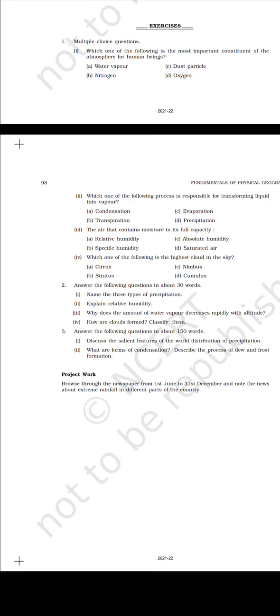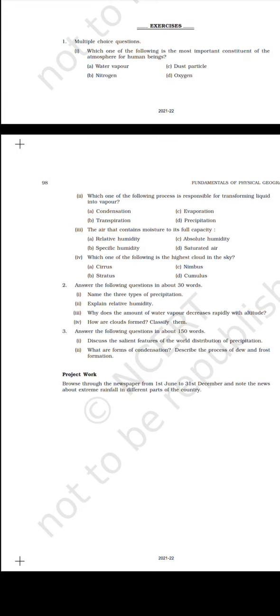Answer the following questions in about 30 words. Name the three types of precipitation. Explain relative humidity. Why does the amount of water vapor decrease rapidly with altitude? How are clouds formed? Classify them.